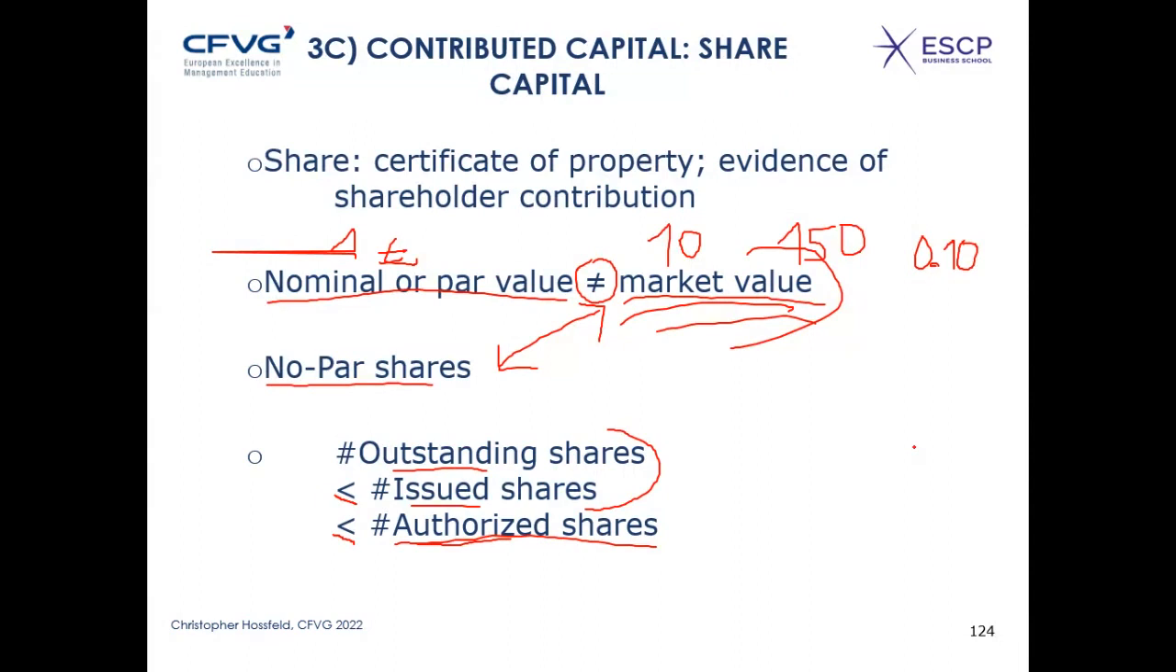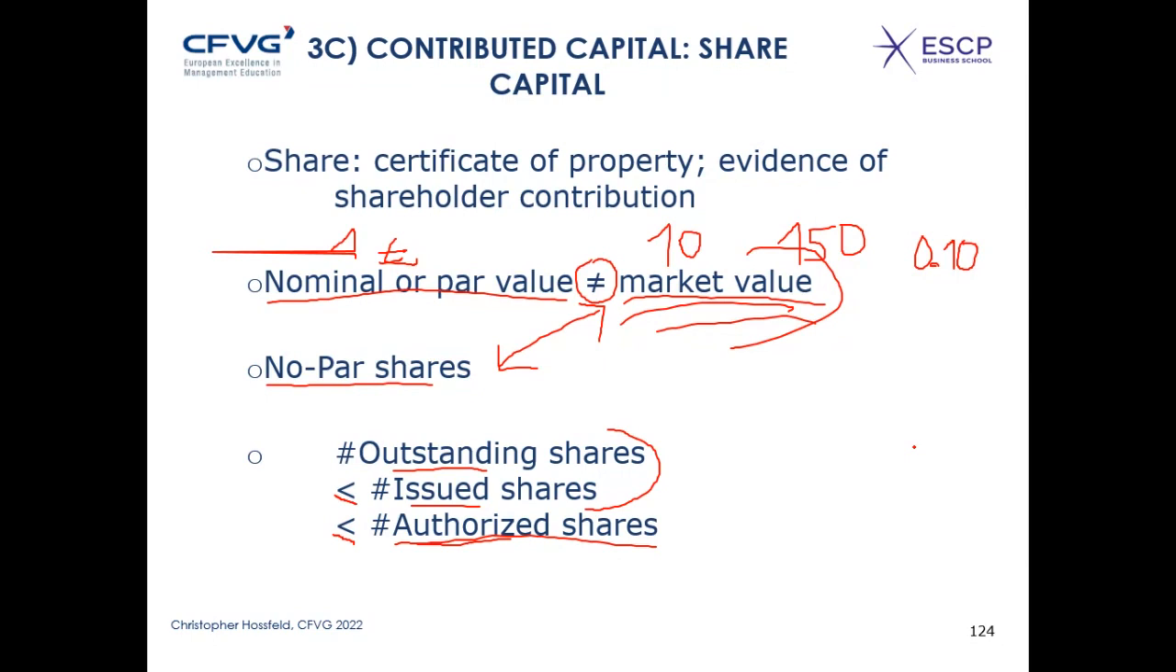Okay, why would companies do this? Why would shareholders want to do this? And in particular, why would management want to do this? Why would they like to have an authorized capital? Well, because it speeds up the issuing of new shares.